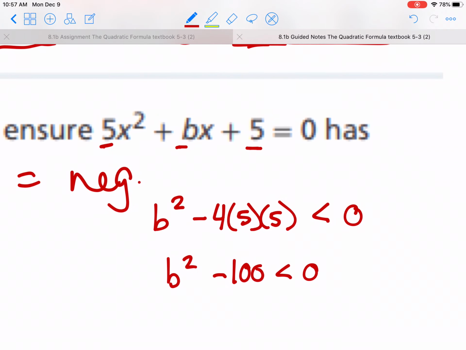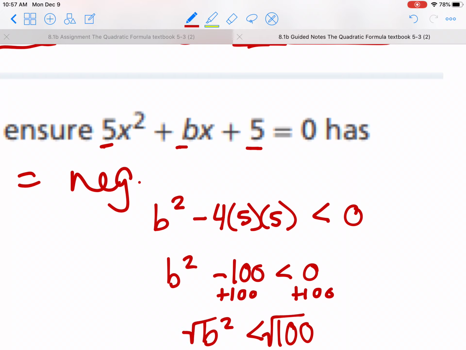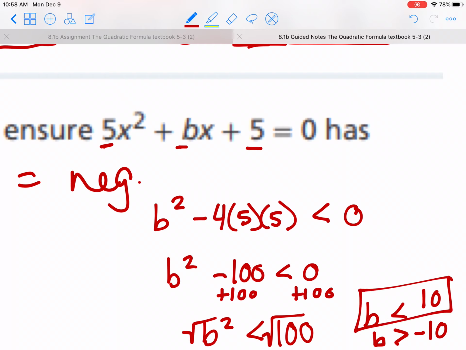I'm going to add 100 to both sides. That will give B squared is less than 100. I'm going to take the square root of both sides, and we will get B needs to be less than 10, and an inequality rule that you don't really have to worry about. It doesn't affect the other problems, but if you have a negative, then you've got to switch things around. B would also need to be greater than negative 10. Okay, I'm satisfied with that answer.